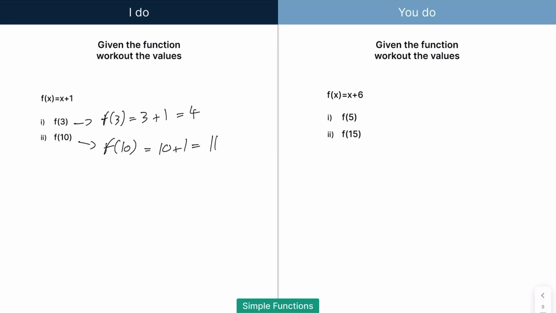So hopefully you've pressed pause and had a go at this. So that is just going to say, well, whatever we input into this function, we are going to add 6 to it. And whatever we input into the same function, we are just going to add 6. And that gives us 21.